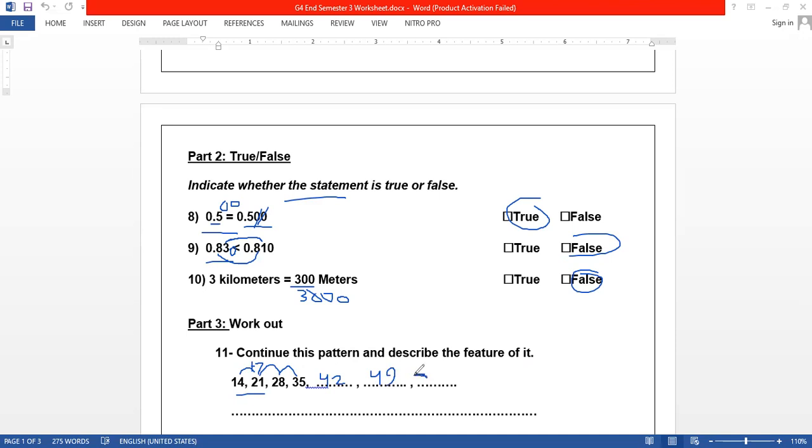So by this, if you know the feature or the rule, the pattern, you can complete it. Now the rule, the feature of this is adding. So I said it's adding what? It's adding 7.